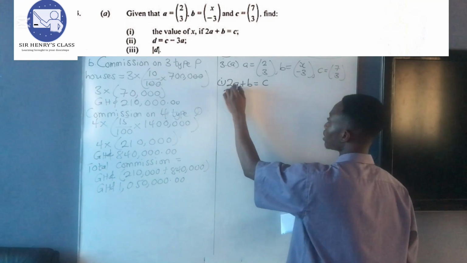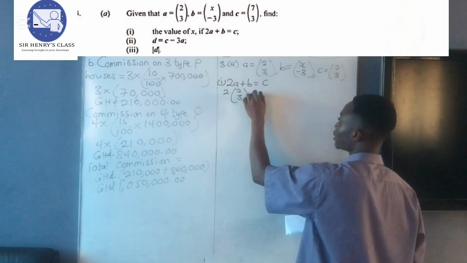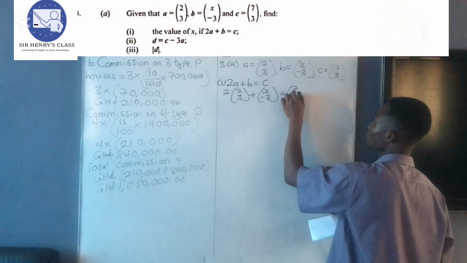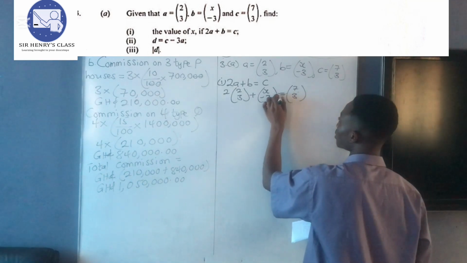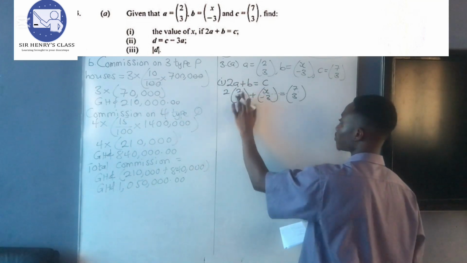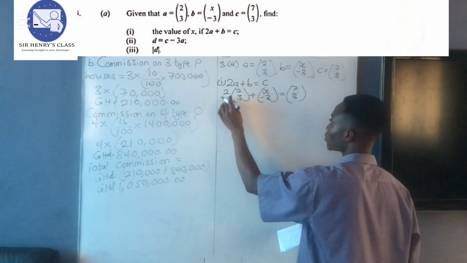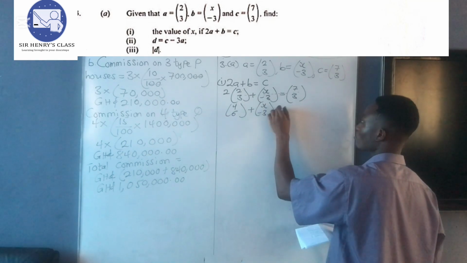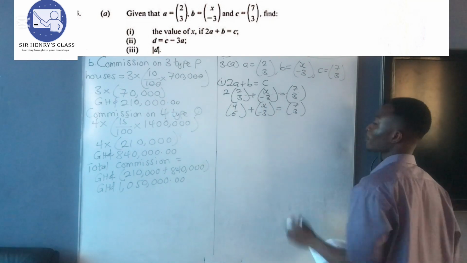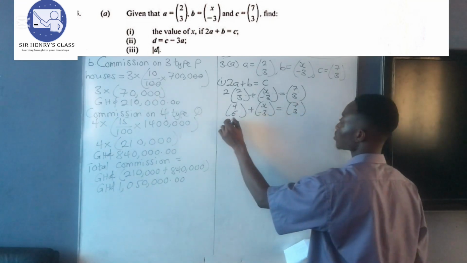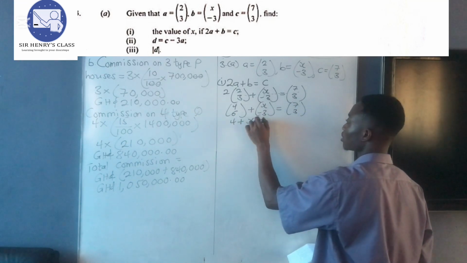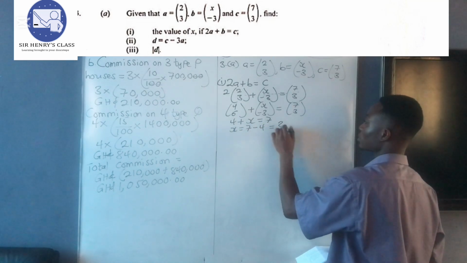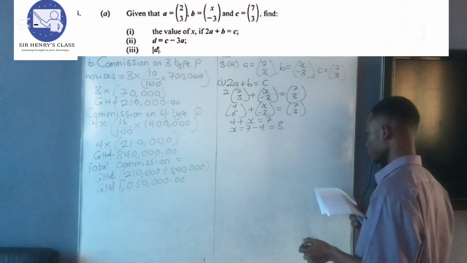So 2 multiplying the vector A, 2, 3. B is given by x, negative 3. C is given by 7 and 3. So we consider the x component. But let's simplify this. 2 times 2 is 4. 2 times 3 is 6. Now let's find the value of x. So we can make x the subject out of this. So x equals 7 minus 4, and x is equal to 3.